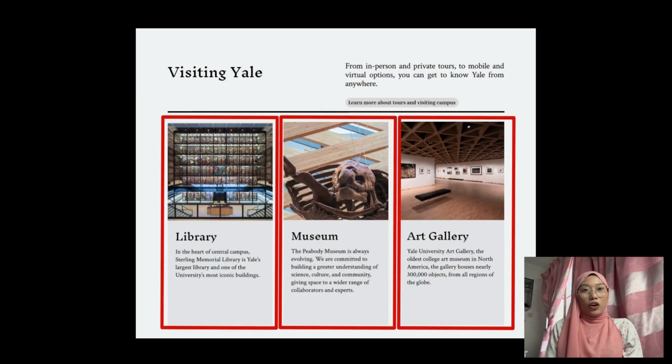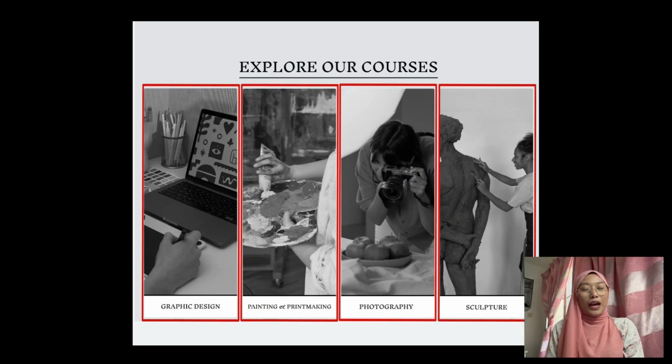We also apply the law of continuity, in which the layout of the Visiting Yale section guides the eye smoothly from one image to the next in a left to right flow, creating a continuous visual experience. This encourages the viewer to move through the section in a natural order without feeling disjointed. Other than that, we also apply the law of similarity. Elements that look similar are often perceived as part of a whole. The images of courses use similar photo styles with similar composition. This makes them appear as a cohesive set even though each represents a different course.